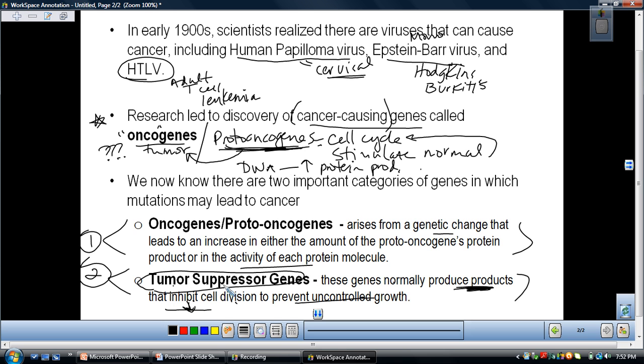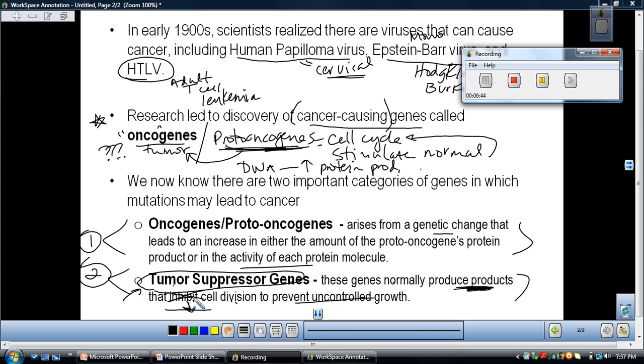They're genes that are going to produce products to slow down cell division so that we don't end up with cancer. Okay, so if you have a defect to these tumor suppressor genes, now you're not going to inhibit cell division, you're going to have uncontrollable cell division. So there are two main ways that you can develop cancer. Okay, so let's go ahead and explore a little bit more.